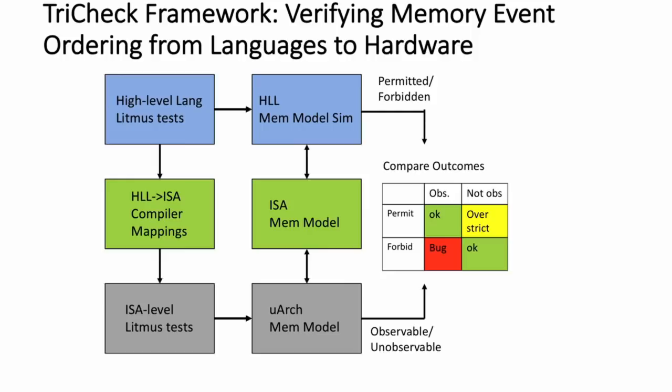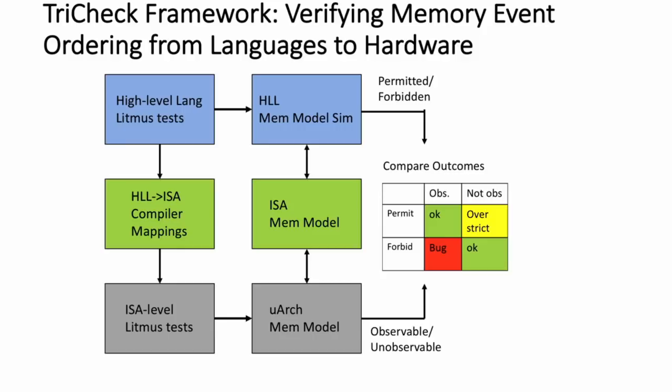If the software model says something is supposed to be permitted and we say it will never be observed, that is overly strict, but not a bug. So that's a case where you might be leaving some performance on the table, but it's okay. If the software says that something is supposed to be forbidden and we find a case where it's observable, we find an acyclic happens before graph, that is a bug.